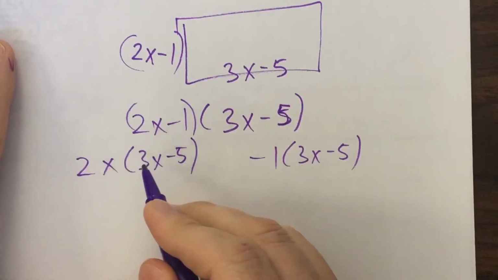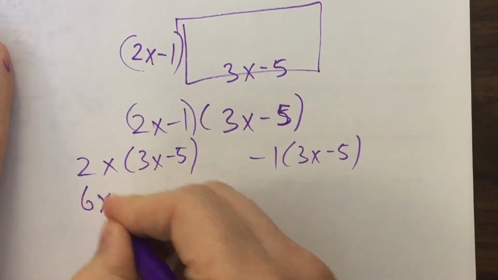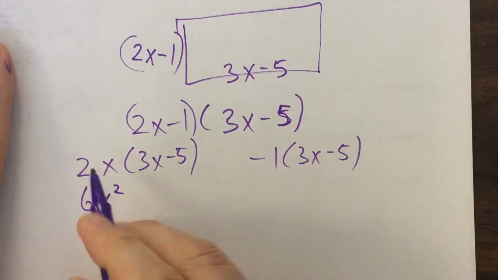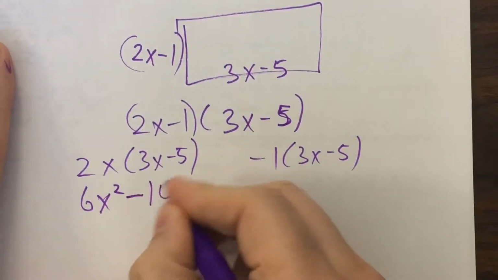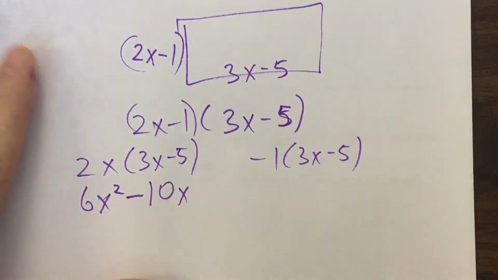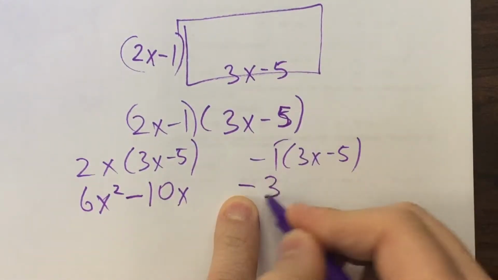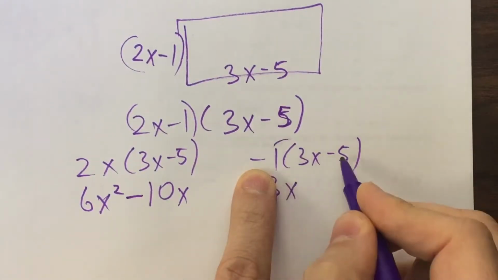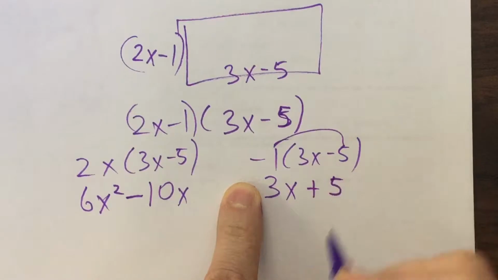The 2x goes to both of these. So 2x times 3x, 6x squared. 2x times a negative 5, negative 10x. Okay? Now this guy, negative 1 times 3x is minus 3x. Negative 1 times negative 5 makes it positive 5.